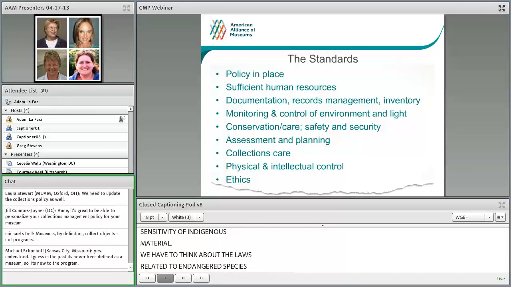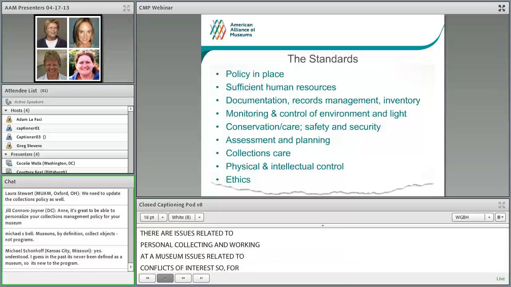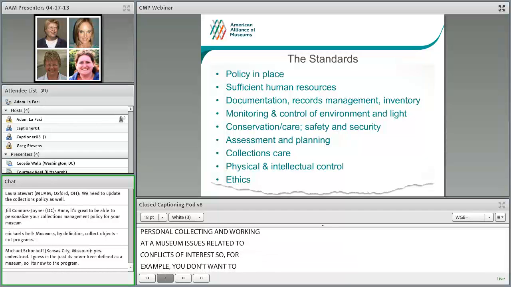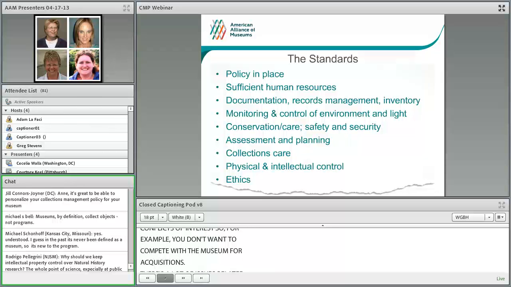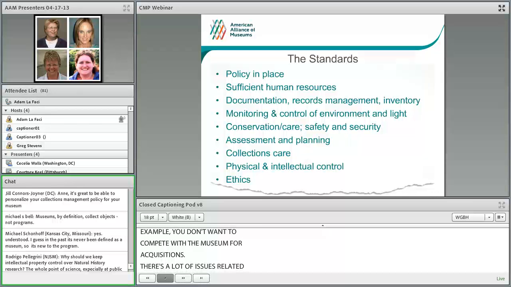There's issues related to personal collecting and working at a museum. Issues related to conflicts of interest. So, for example, you don't want to compete with the museum for acquisitions. There's a lot of issues related to deaccessioned materials, one of which is the fact that museum staff should not be able to purchase or take possession of materials that have been deaccessioned from the museum.